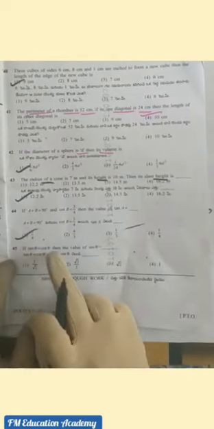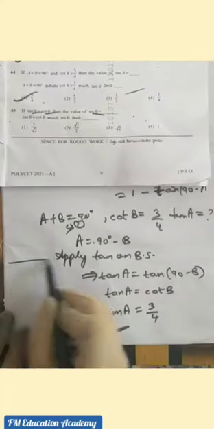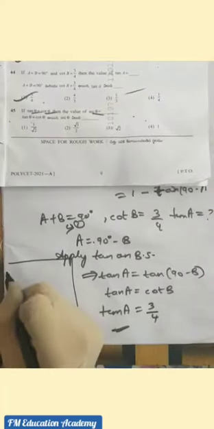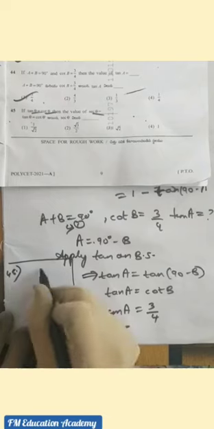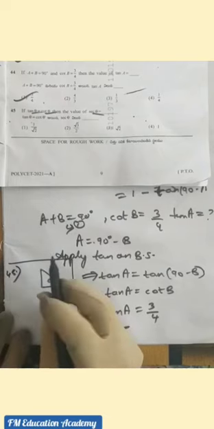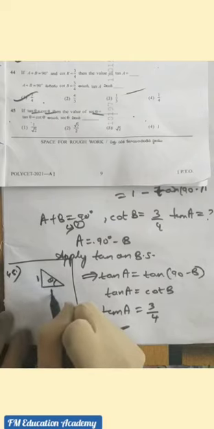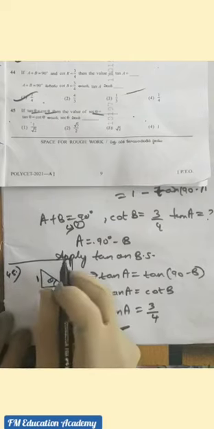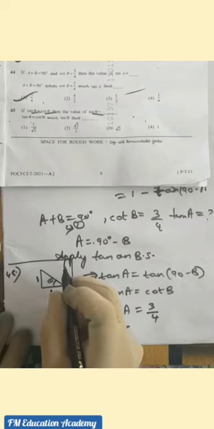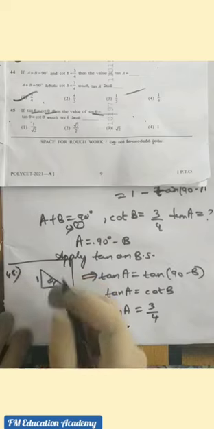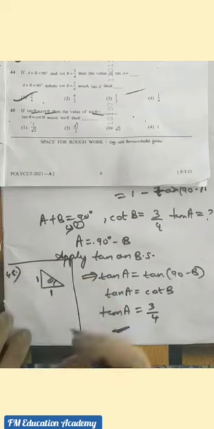45th question. If tan theta is equal to cot theta, then what is the value of secant theta? Very easy question. I'll do it here only. Suppose this is a triangle, and let us suppose this is theta. If tan theta is equal to cot theta, we can say this is also 1 and this is also 1. Because tan theta we can write as 1 by cot theta, so both the values are nothing but 1 only.